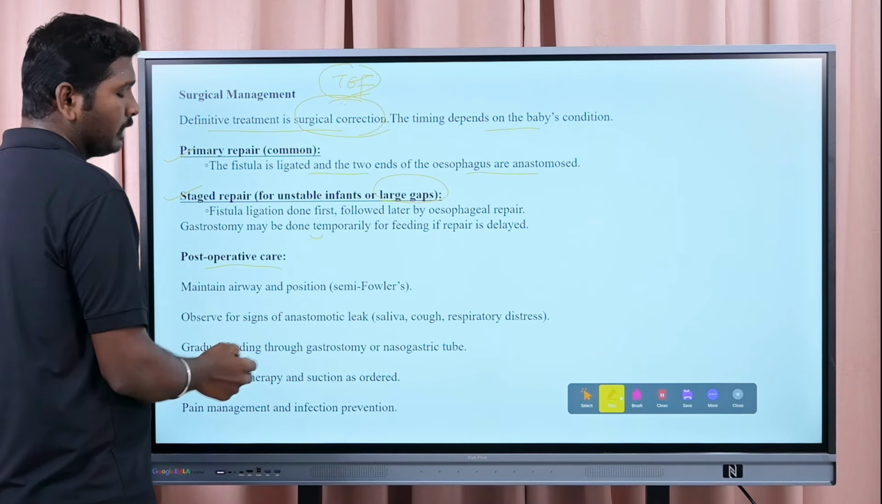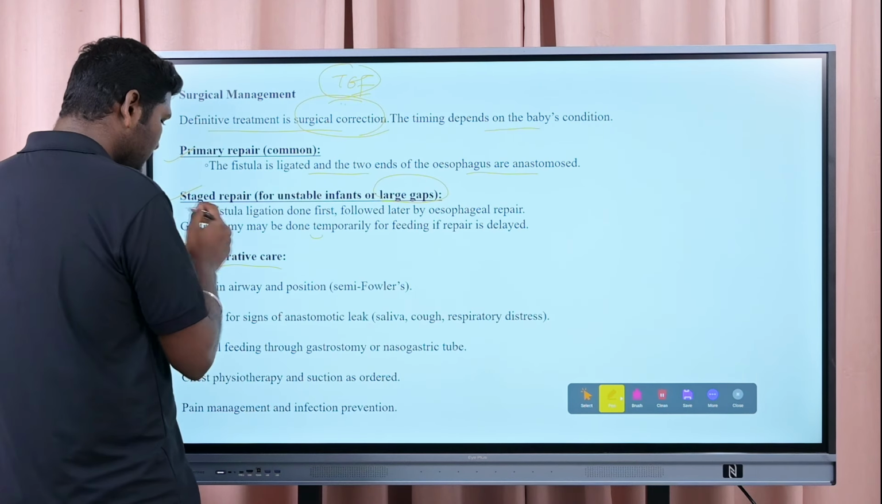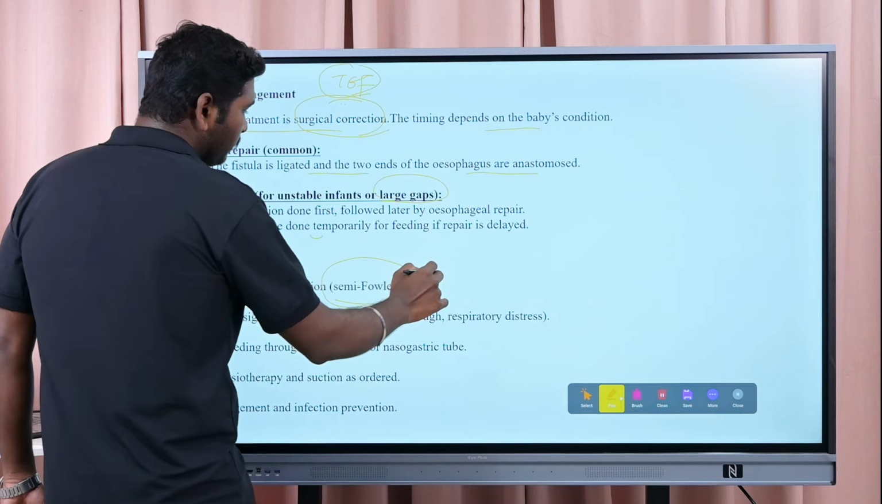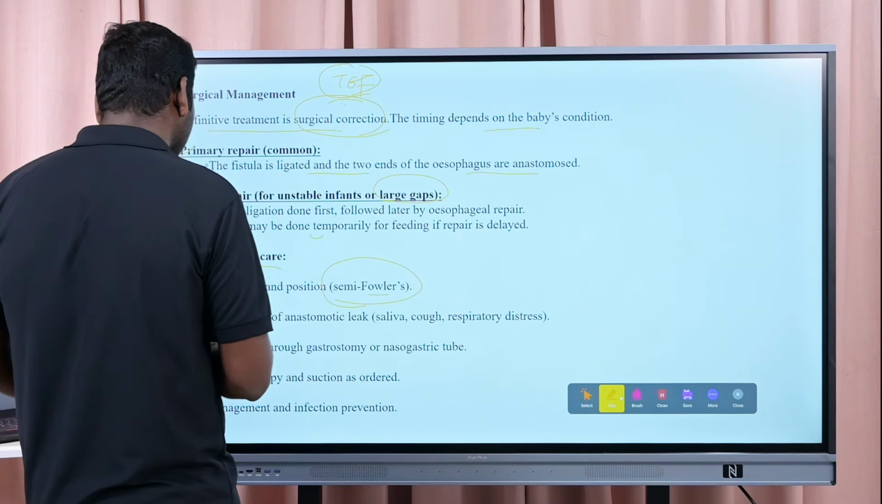And post-operative care. Pre-operative care we already discussed with the medical management, and post-operative care is much the same, but it is all about post-operative care with the proper position, that is the semi-Fowler's. Why semi-Fowler's? To prevent aspiration again.